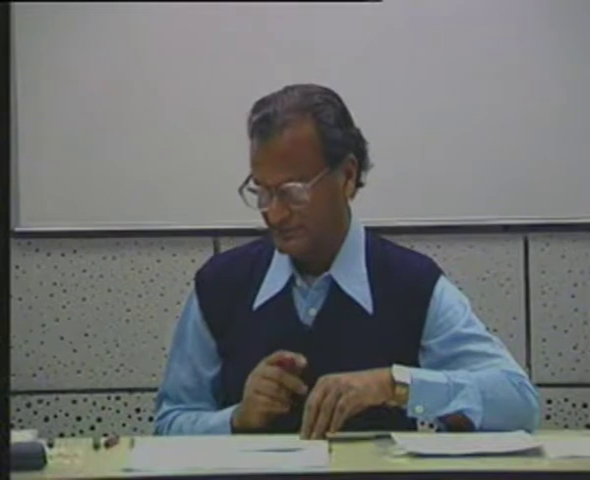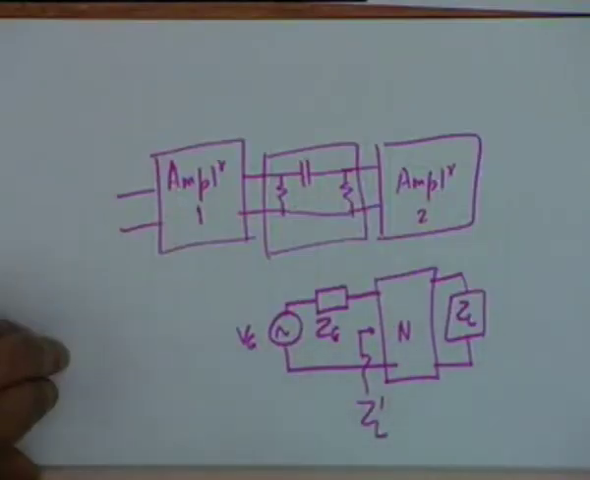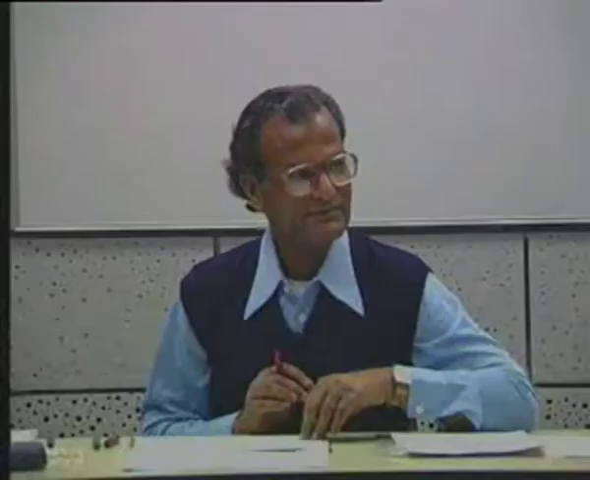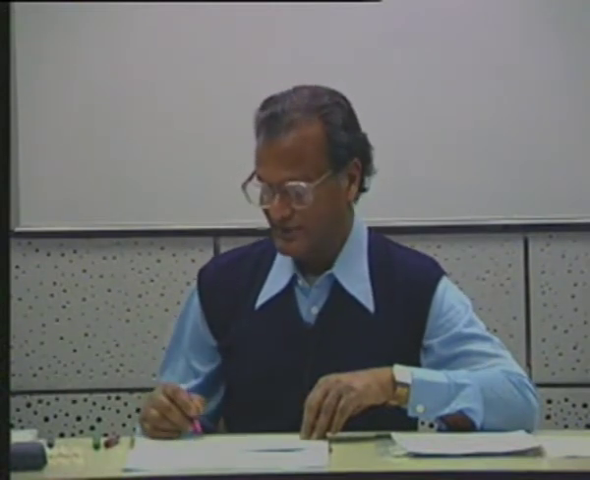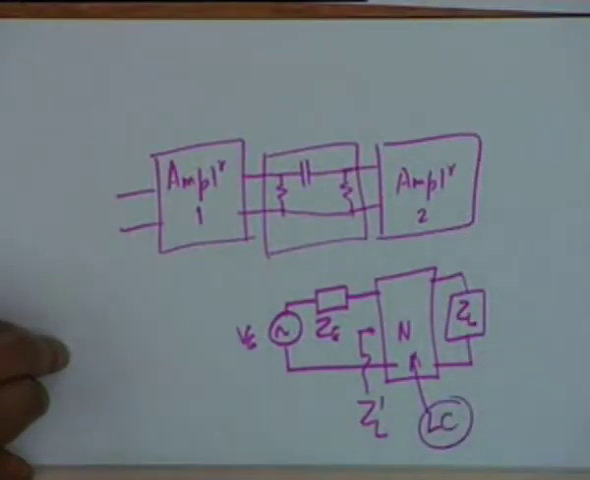A question: what should be the components of N? What kind of components should it contain? Inductance and capacitance only, no resistance. Why not? Because then resistance itself will absorb power and the maximum available power will not be transferred to the load. So, this N must be an LC network.